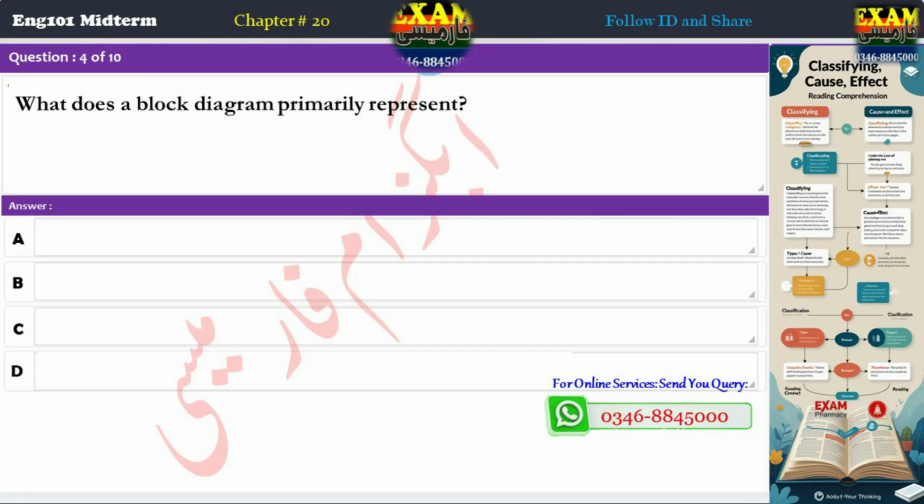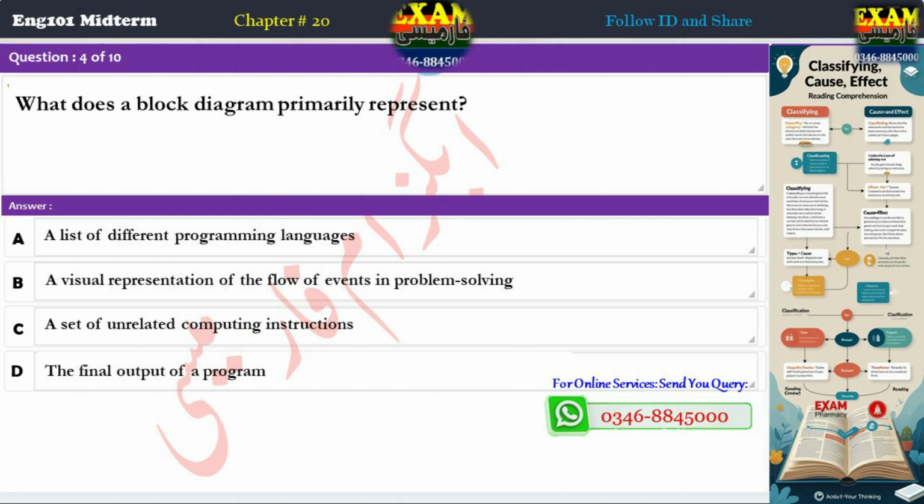Question 4. What does a block diagram primarily represent? A. A list of different programming languages. B. A visual representation of the flow of events in problem solving. C. A set of unrelated computing instructions. D. The final output of a program.